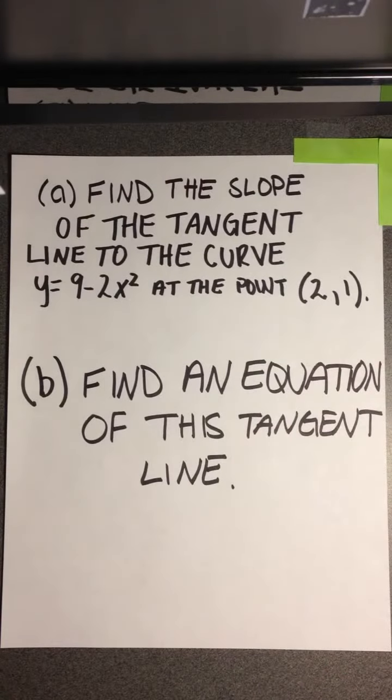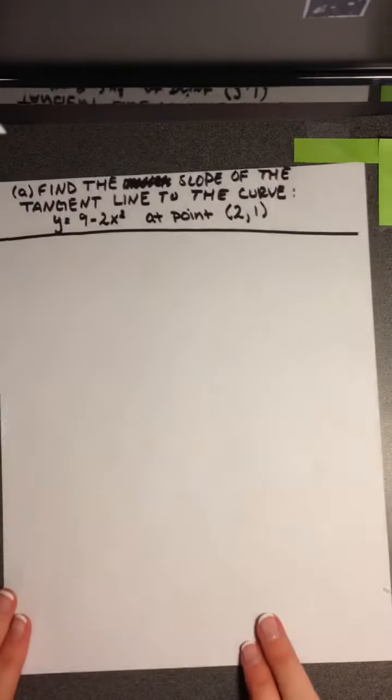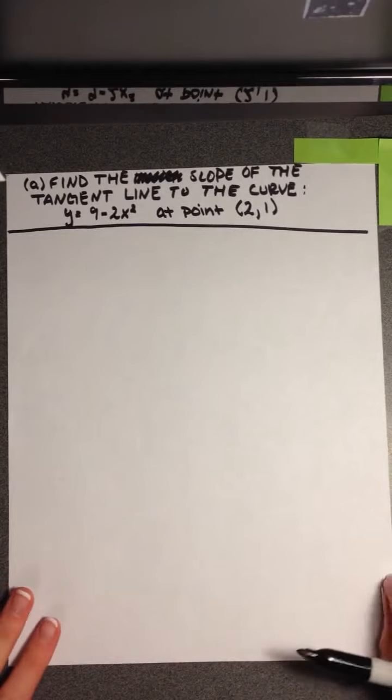For my video, I'm going to show you how to do a problem that has two parts. The first part is to find the slope of the tangent line to the curve 9 minus 2x squared at the point (2, 1). The second part is to find an equation of this tangent line. So we'll start out with the first part, to find the slope of this tangent line.